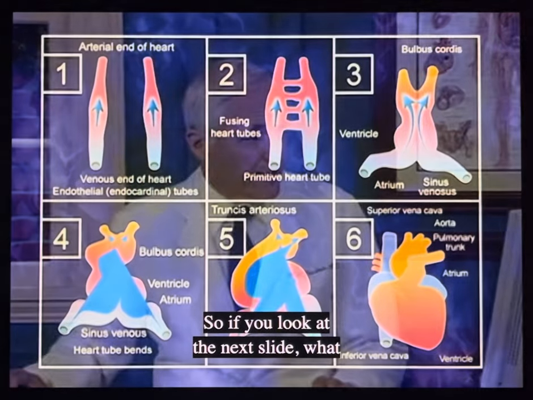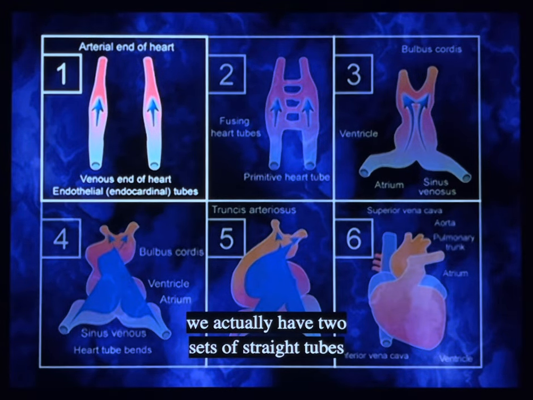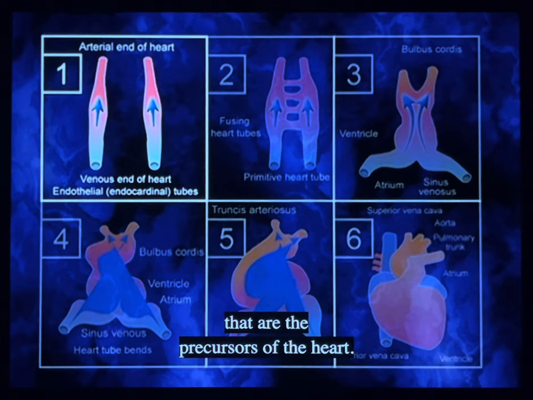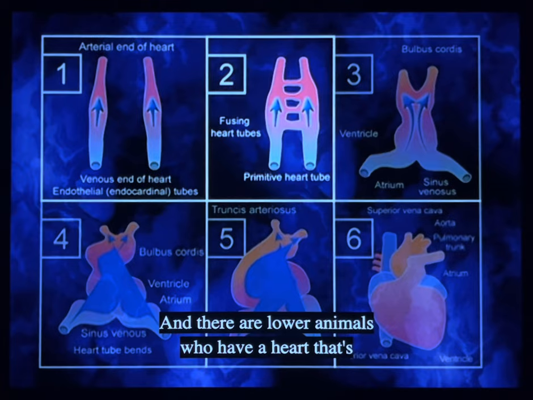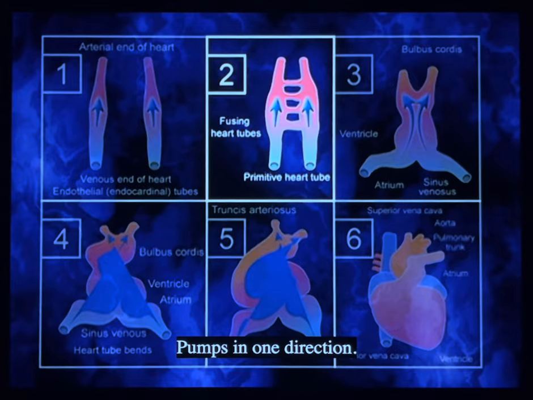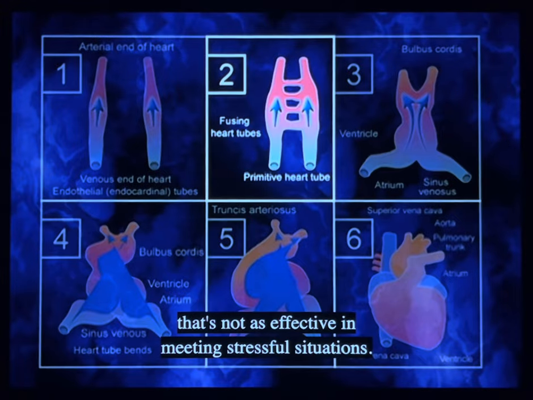So if you look at the next slide, what happens in the embryo, in very early stages, is we actually have 2 sets of straight tubes that are the precursors of the heart. These tubes eventually merge and join. And there are lower animals who have a heart that's as uncomplicated as this. It pumps in one direction, there's no mixing or separation, and it's a much more primitive heart, and it's not as effective in meeting stressful situations.